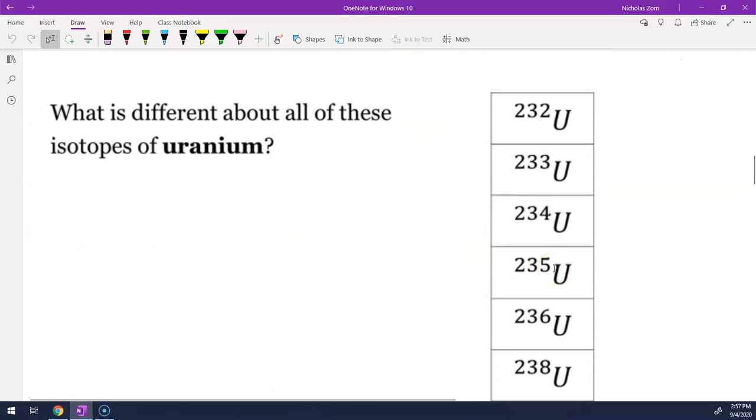Okay, what's different about these isotopes of uranium? Well, if you look at them, they all have the same number of protons, which is 92. However, they have a different mass number here. So, because they have a different mass number and the same number of protons, they're going to have a different number of neutrons.